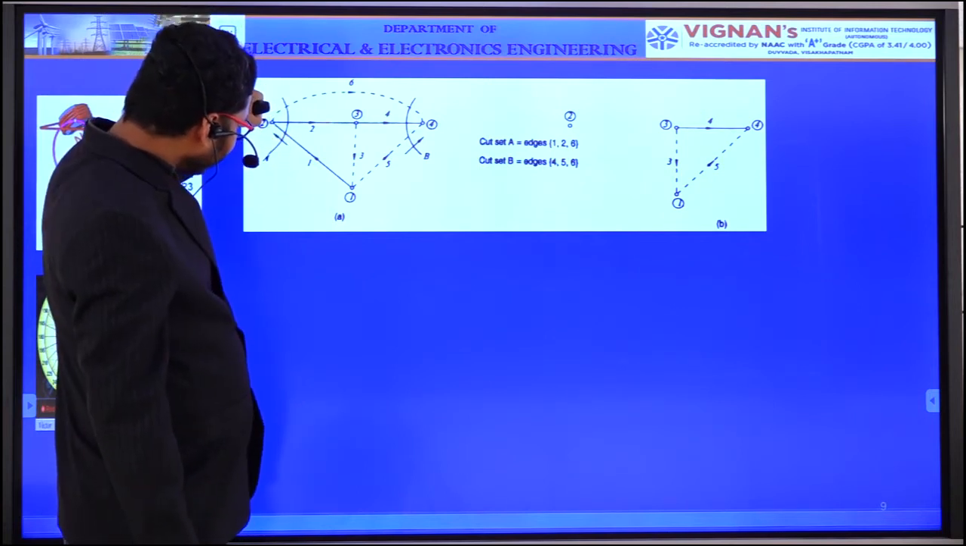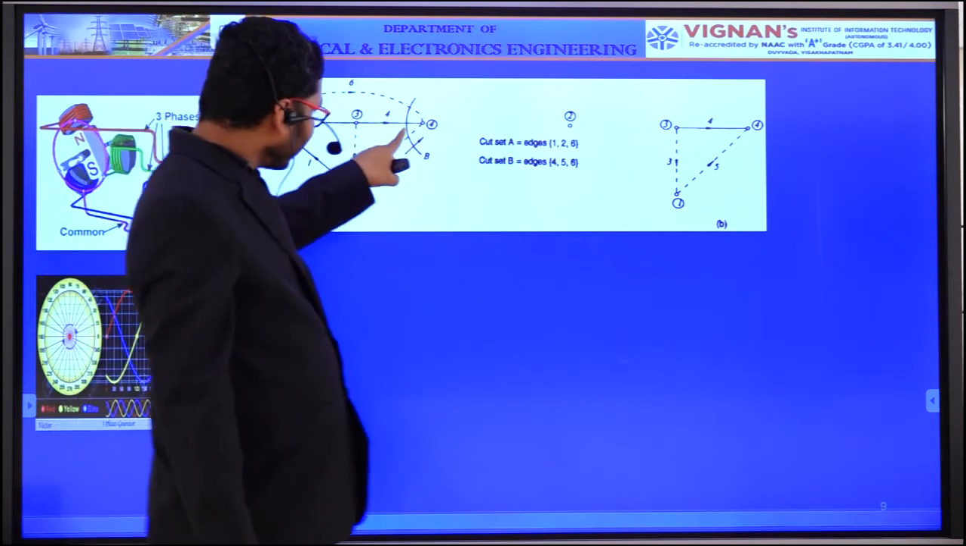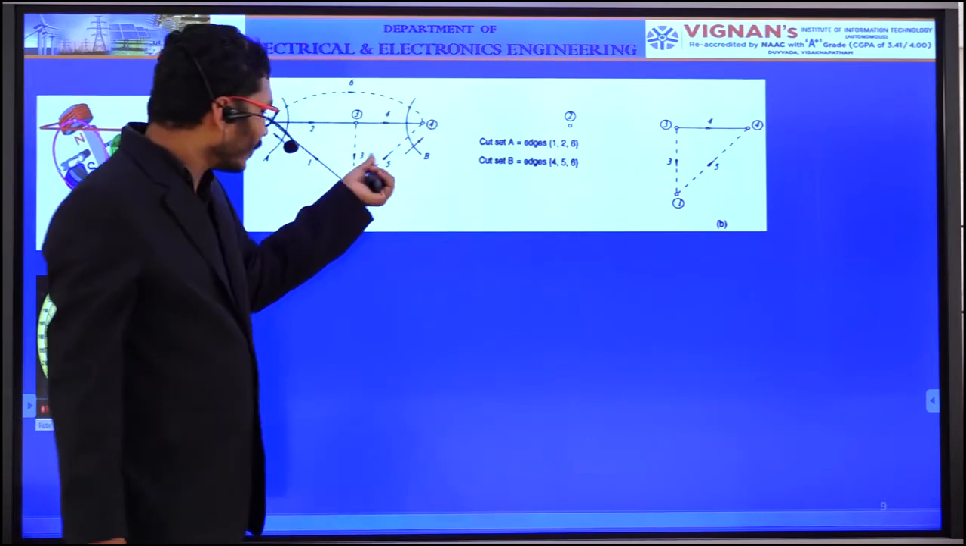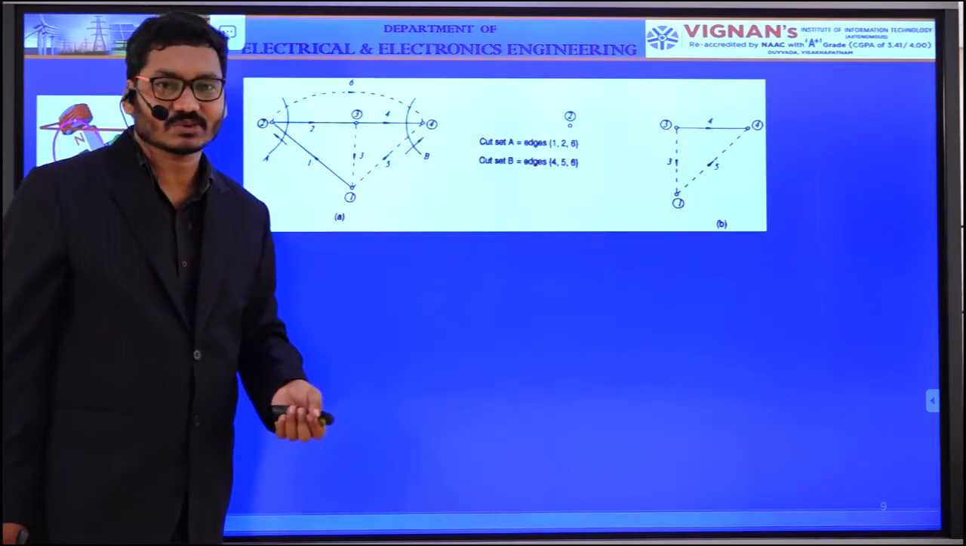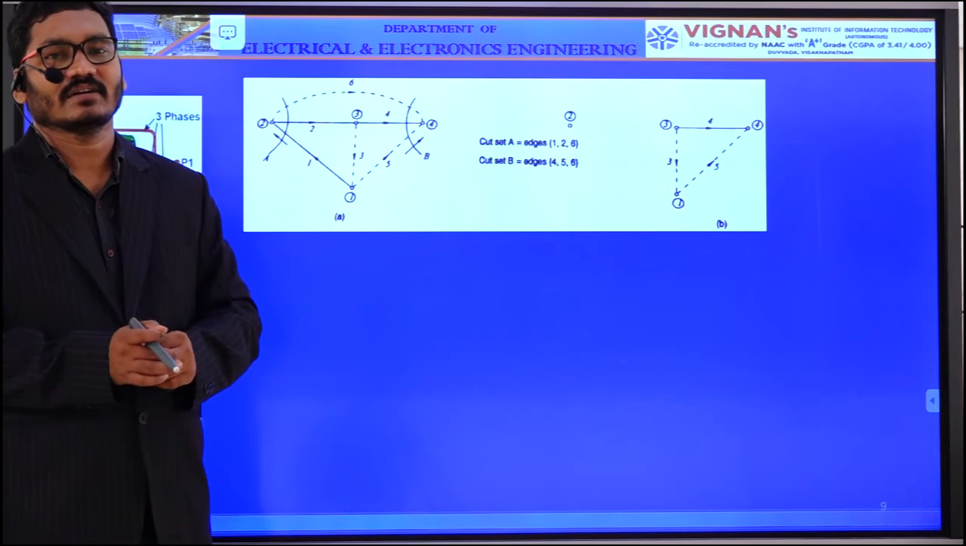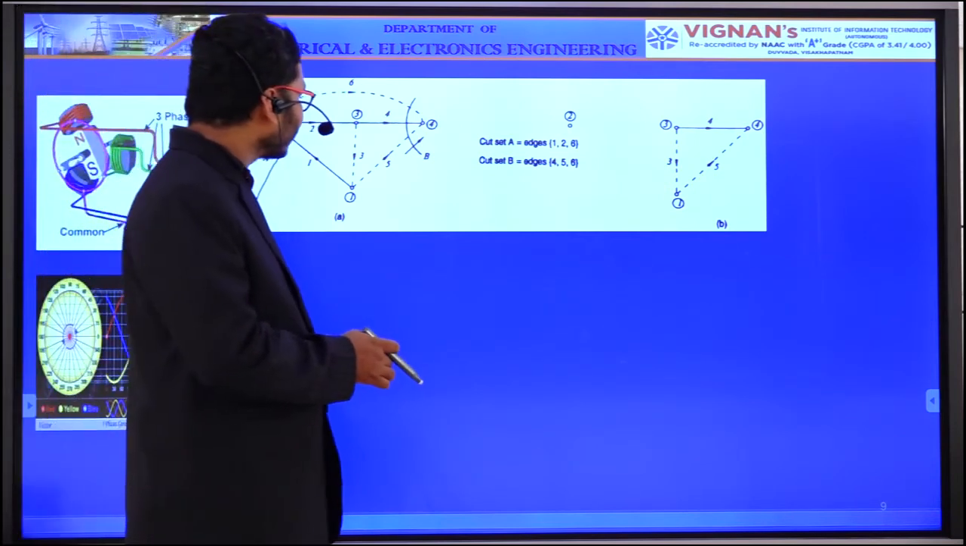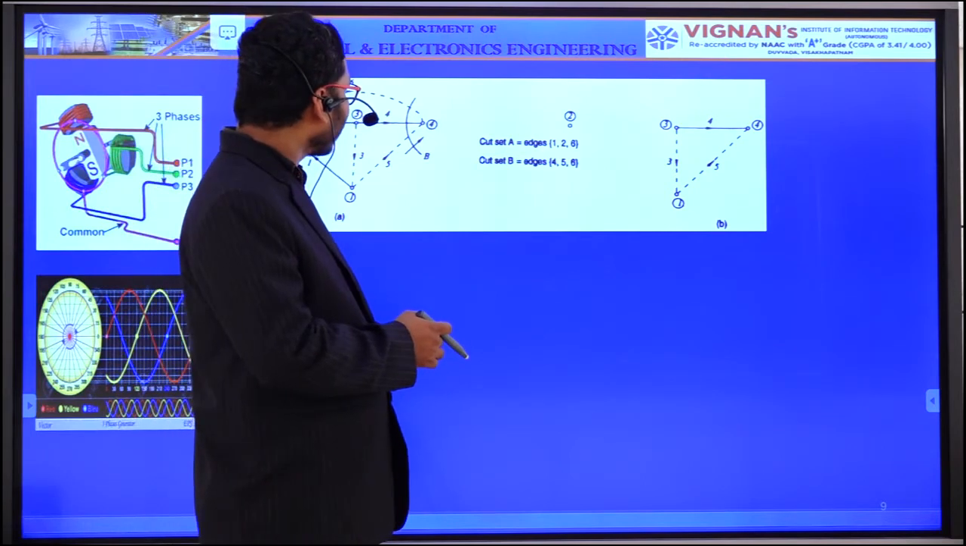I am saying this is cut set A. Similarly, I am removing 4, 5, 6. This is cut set B. You can also remove 1, 3, 5 and the remaining branches also, so that you can separate the graph into two parts. Okay, graph into two parts, so that we will call the cut sets.